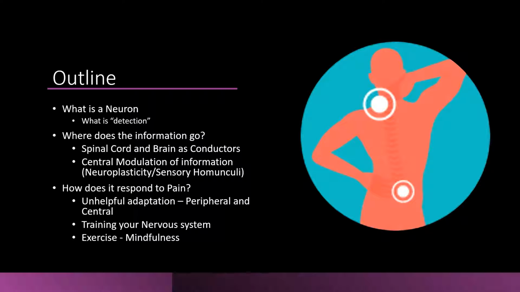Which leads us into the next topic: how do the nervous system, these neurons, and this physiology respond to pain? We'll talk about unhelpful adaptations, different things that happen peripherally, in our limbs and in those nerves outside of our central nervous system, and also centrally, in the spinal cord and the brain, and how they change physiologically to adapt to different sensations, such as pain. We'll also talk about training the nervous system and different ways we can use exercise, movement, mental exercises, or even just rest to mitigate pain or change our pain perception.